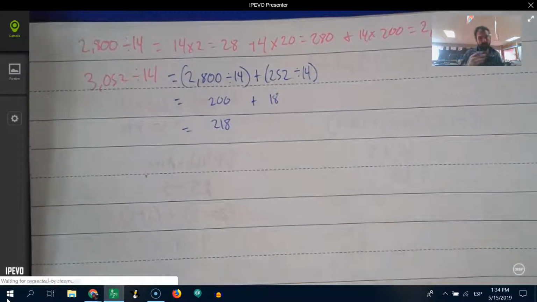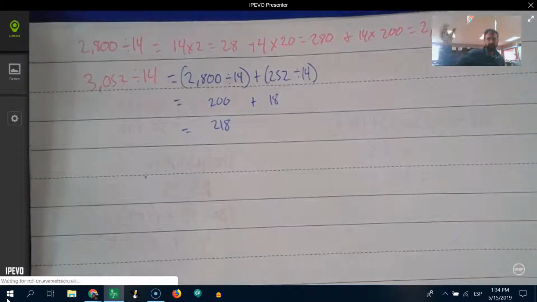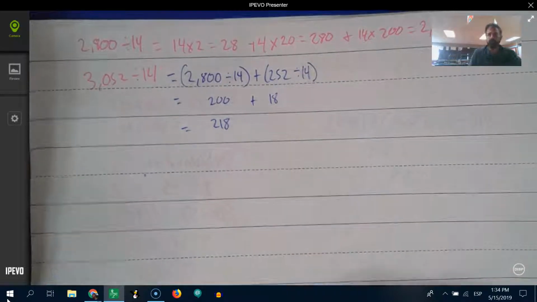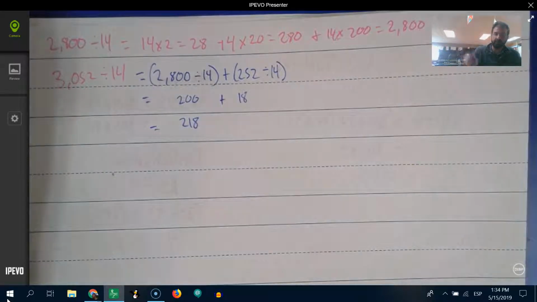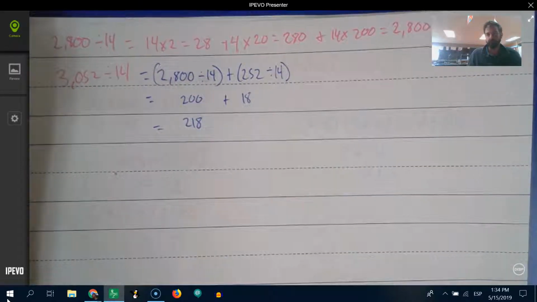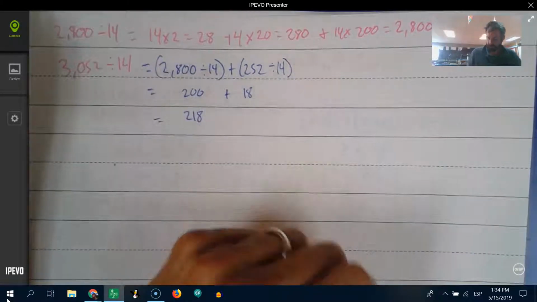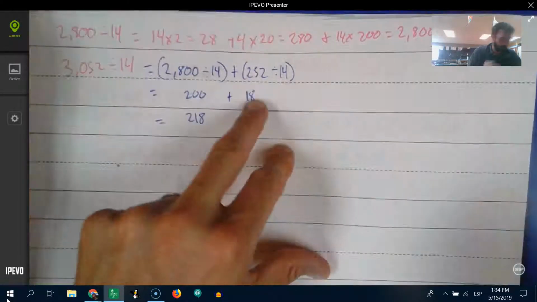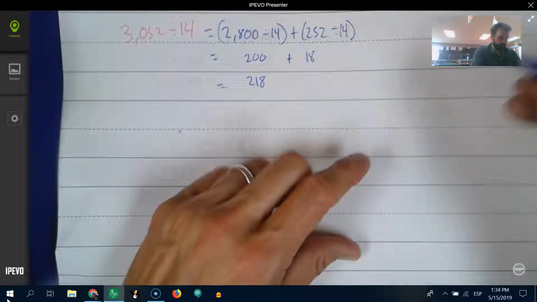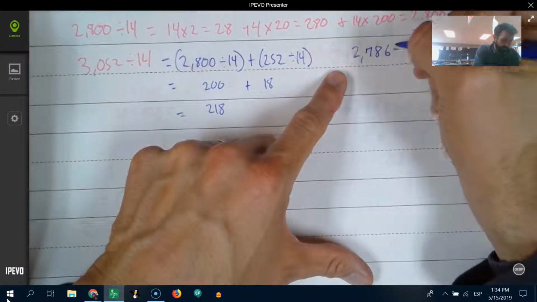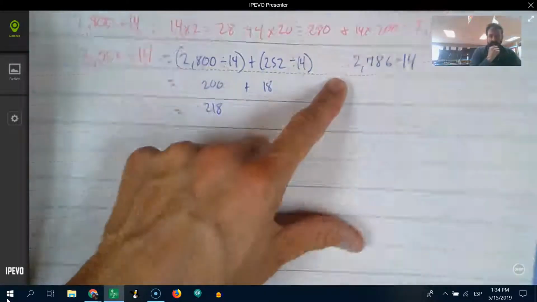So again, using partial products, using partial quotients, what do you feel better about? Do you like using the ratio table and using the products, or do you like splitting the number apart into partial quotients? Let's give this a whirl. What about 2,786 divided by 14? Again, pause it, think about it.